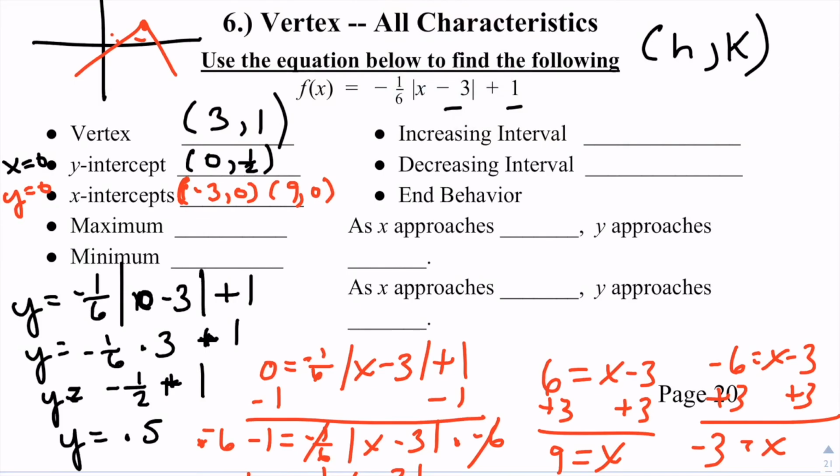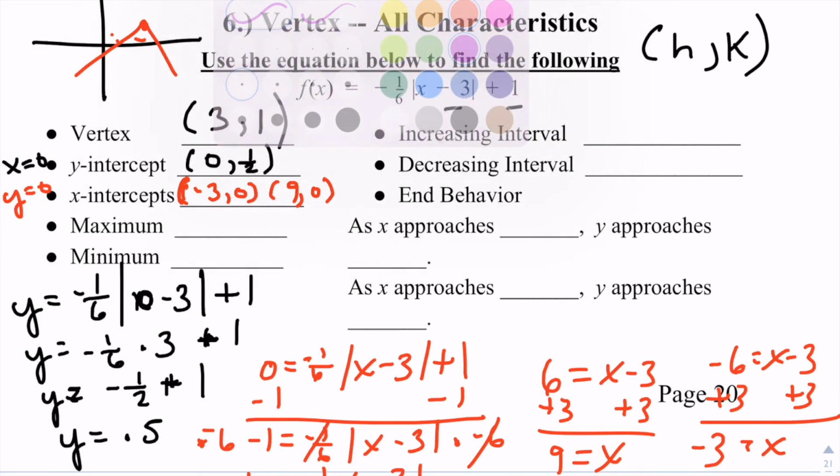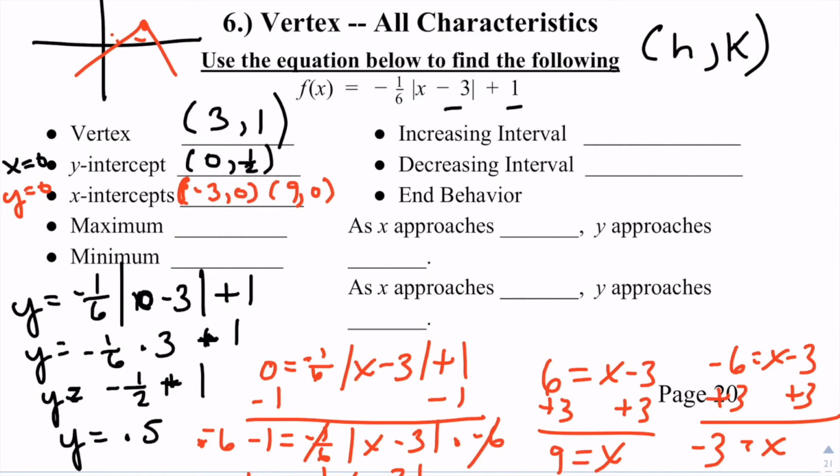Moving on, what's my maximum? Well, my maximum is the highest possible y value it can have, and my highest possible value is right here at the vertex. Well, I know my vertex is (3, 1). My maximum value is 1. And then my minimum value, because the graph goes on forever, we could say it's none, because we really can't capture infinity. Or we could say, because it goes on forever down, we could say it's -infinity.